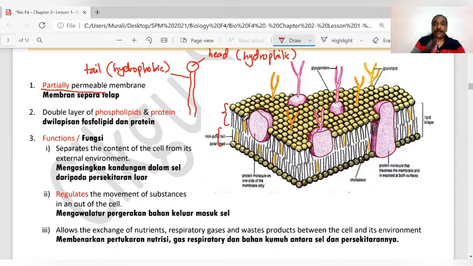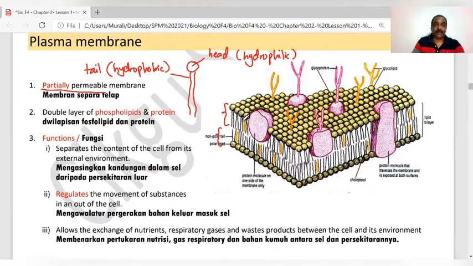This is one of the best hypotheses about the plasma membrane. Until now, it is still not proven, but this is the best hypothesis, and we use this in our studies. So, a double layer of phospholipid and also protein molecules. In between the phospholipids, we have protein molecules studded.